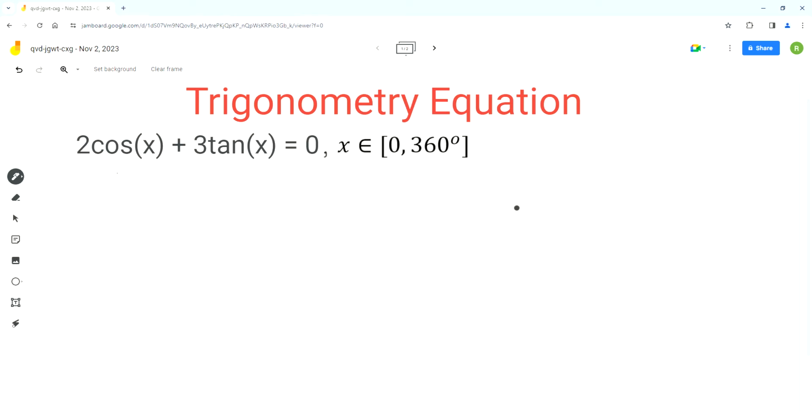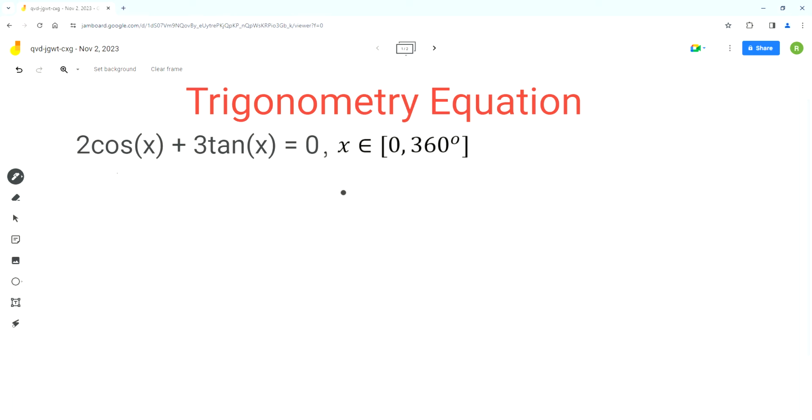So in this video, we'll solve this trigonometry equation. The given equation is 2 times cosine of x plus 3 times tan of x equals 0. And we are given the domain here for x as 0 to 360 degrees. So that means the final answer for x should be between 0 and 360 degrees, including 0 and 360 degrees.